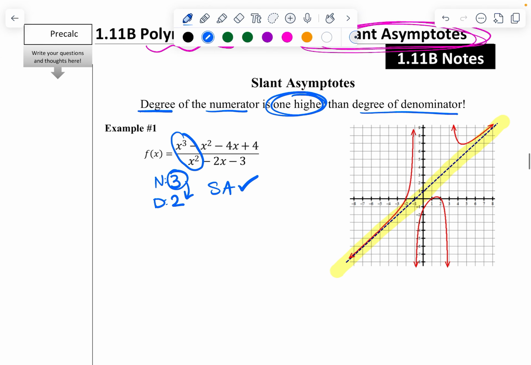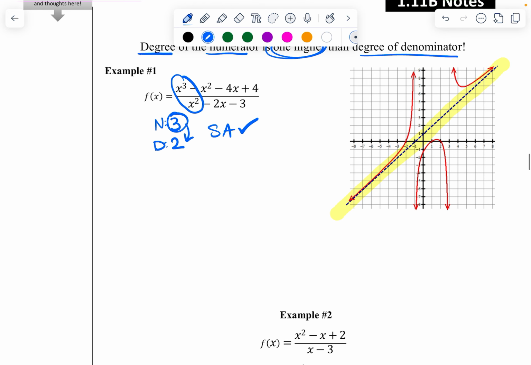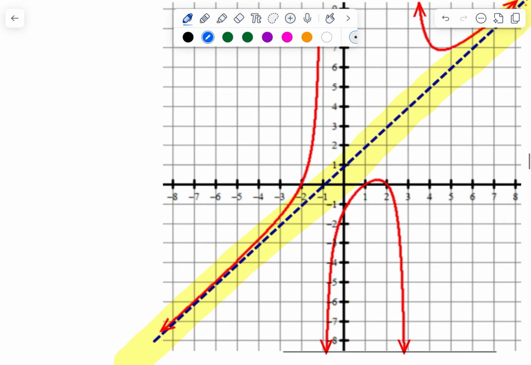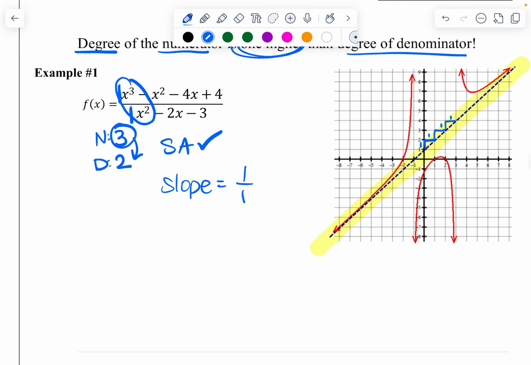So how do we find it? Okay, so in order to find it, the ratio of the leading coefficients is 1 over 1. So the slope from the leading coefficients is 1 over 1. If I look here, I can see that up 1 over 1 is the slope. We can see that as it goes. But how do I know the exact function or the exact equation of that slant asymptote?